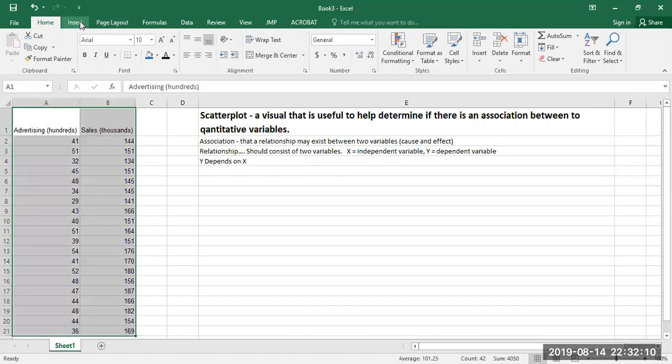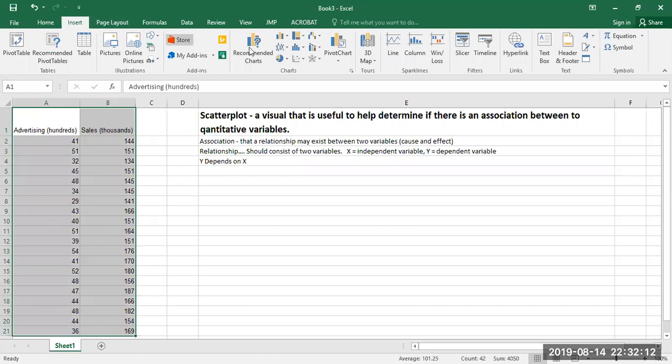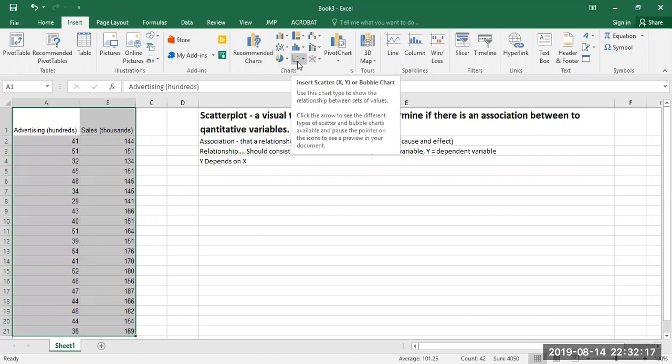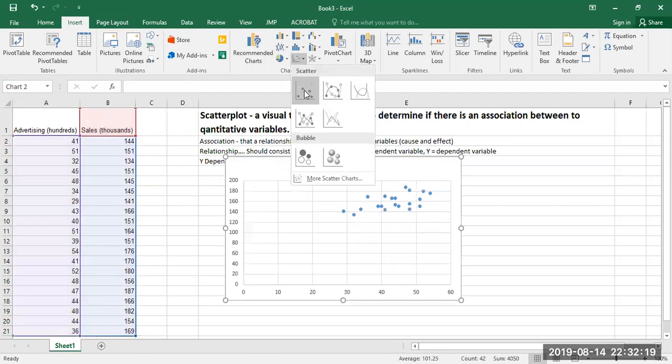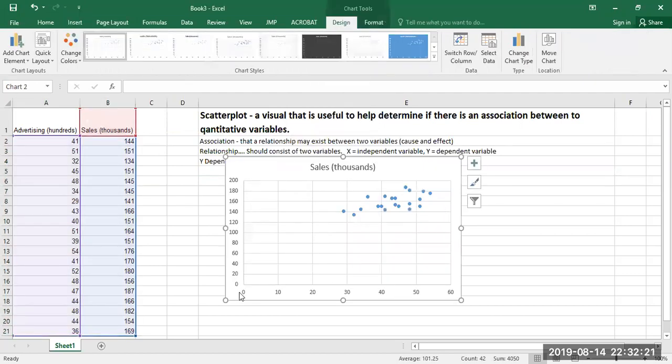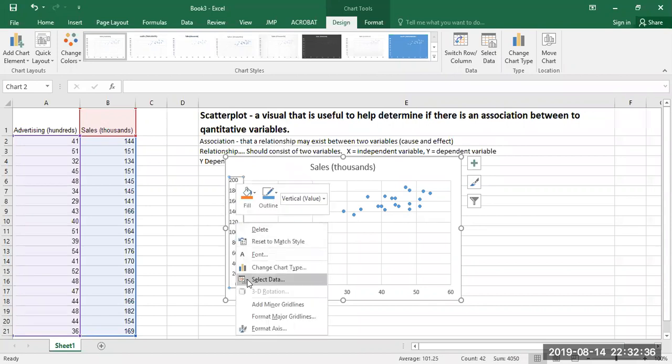We go to Insert, and we click the scatter plot image, which is the little dots here, to insert a scatter plot or a bubble chart. And then we click the scatter plot here. Now, first of all, the axes are horrible because we don't have any sales lower than 120,000, and we don't have any advertising lower than 25. So what I would do first is probably fix my axes.